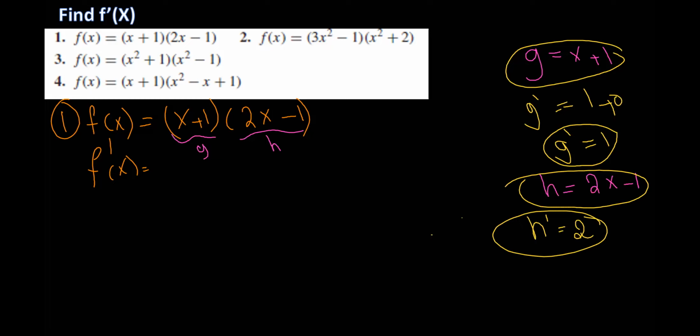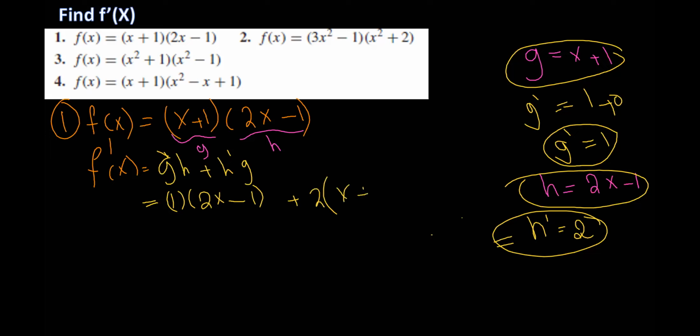So, after the prime, it has to be g prime h plus h prime g. The first derivative times h plus the second derivative times the first function. Now, where is g prime? It is 1. Just evaluate now. Where is h? It is 2x minus 1. Where is h prime? It is 2. And where is g? It is x plus 1.